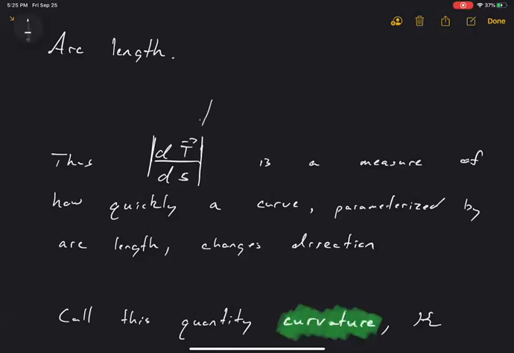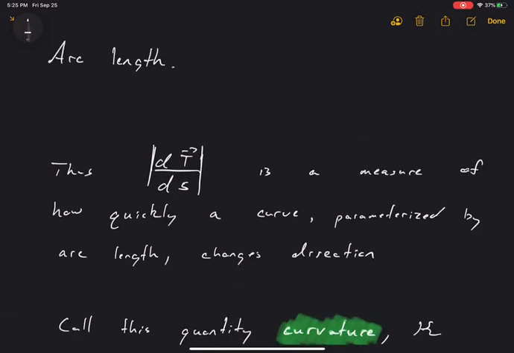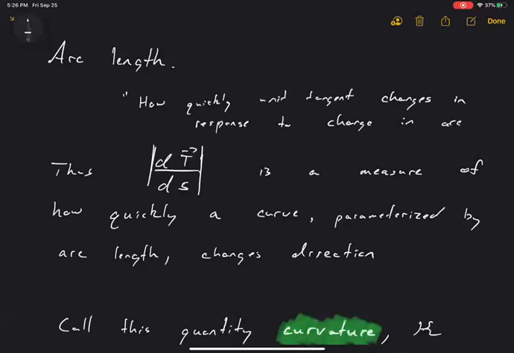So we're going to consider this quantity dT/ds, meaning I'm going to consider how quickly this unit tangent vector changes measured against arc length. So this dT/ds, you can think of it as how quickly the unit tangent changes in response to change in arc length.